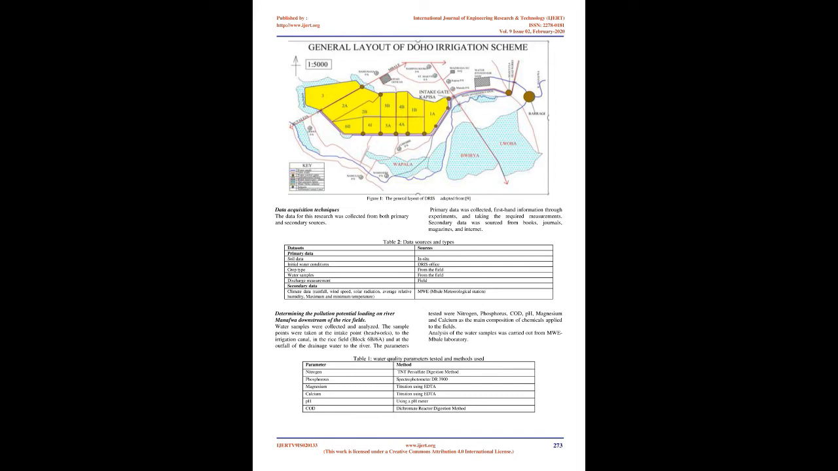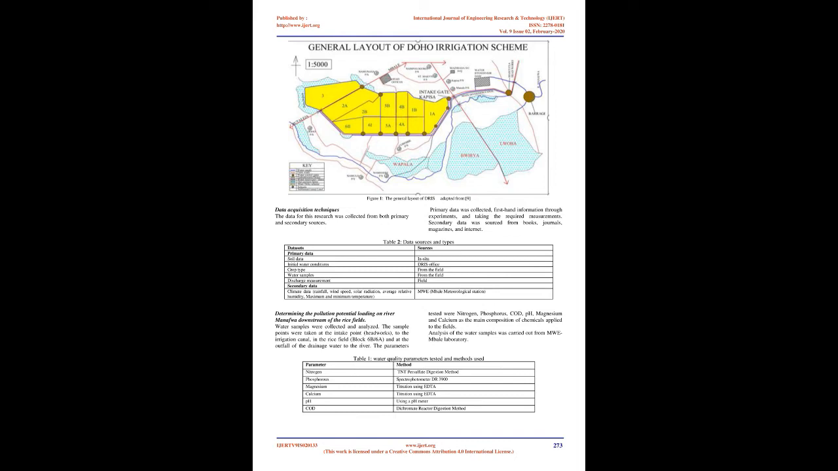Table 1: Water quality parameters tested and methods used. Parameter, Method. Nitrogen: TNT persulfate digestion method. Phosphorus: Spectrophotometer DR3900. Magnesium: Titration using EDTA. Calcium: Titration using EDTA. pH: Using a pH meter. COD: Dichromate reactor digestion method. Determining the quantity of water diverted from River Manafwa.